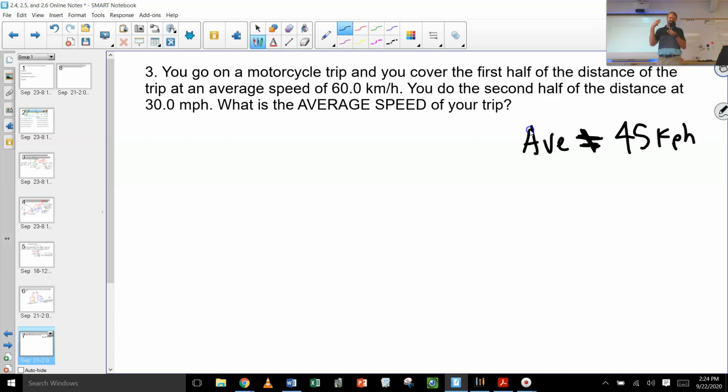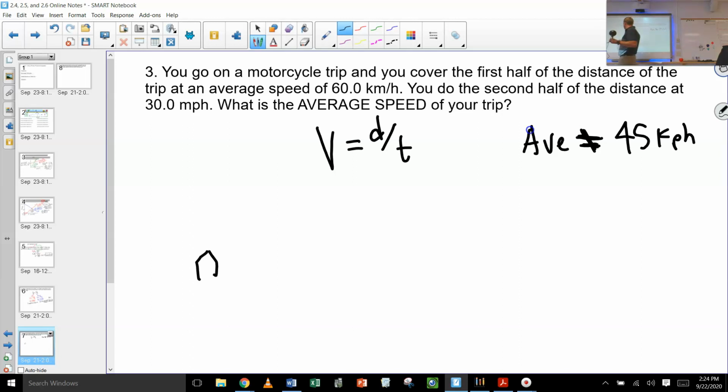And you might think to yourself, Mr. Hare, but 60 plus 30 divided by 2, that's how we find averages. But that does not hold in the average speed world because the average speed is your total displacement divided by your total time. So here's what we're going to do, and I'm going to show you that the answer is not equal to 45. We're going to make up a distance.